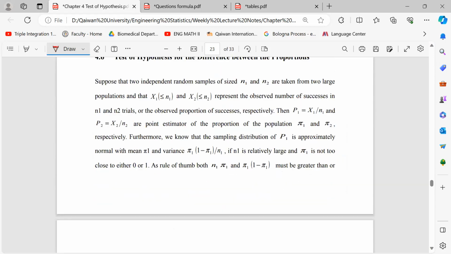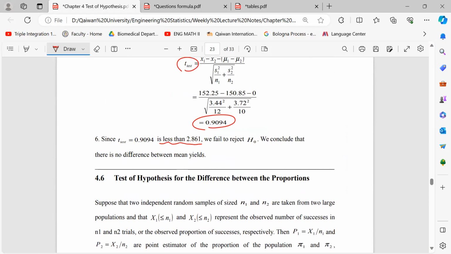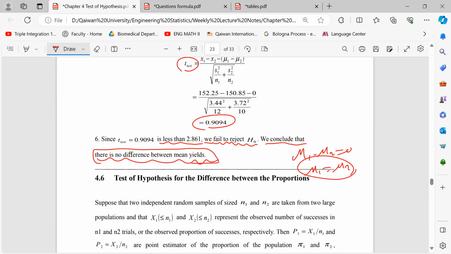In step 6, we fail to reject H naught, or we are unable to reject H naught. Means we conclude that there is no difference between them. We accept H naught. H naught says mu1 minus mu2 equals 0, so mu1 equals mu2. They have the same mean. As it says, there is no difference between their means. Means they are equal.